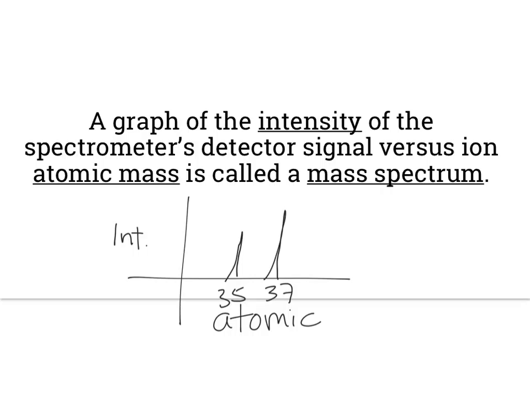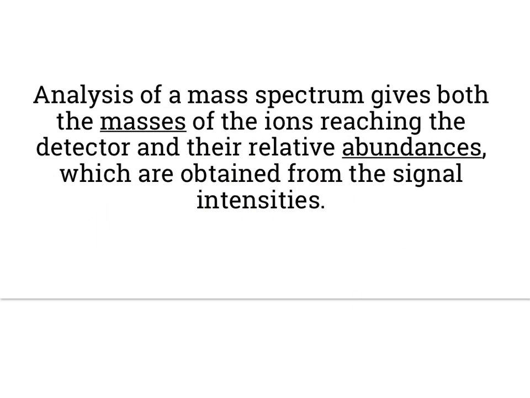Typically, they give you the numbers. You don't really have to estimate it. But again, this whole thing would be called a mass spectrum. So analysis of a mass spectrum gives both the masses of the ions reaching the detector and their relative abundances, which are both obtained from the signal intensities. So it's useful for seeing how much of what type of isotopes we have.